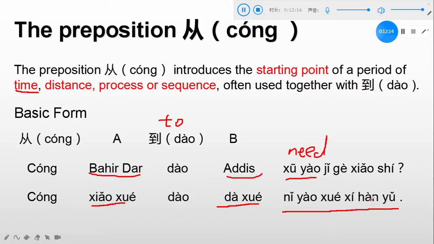Okay. Alright, I think that's pretty easy for you, because I think in English and in Chinese they have the same usages. Alright, and that's all for today's class.